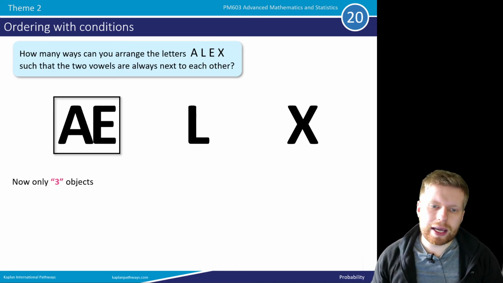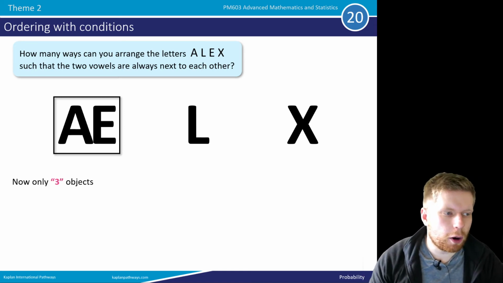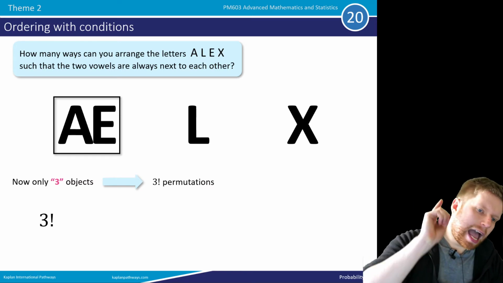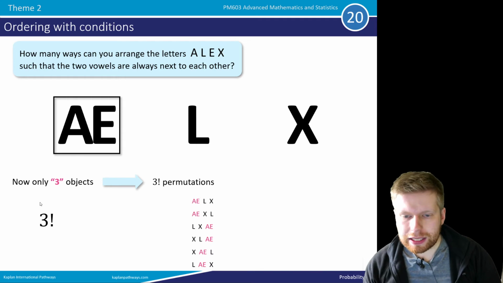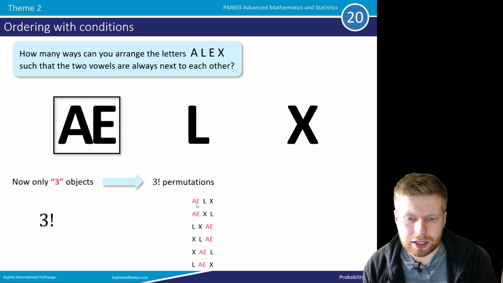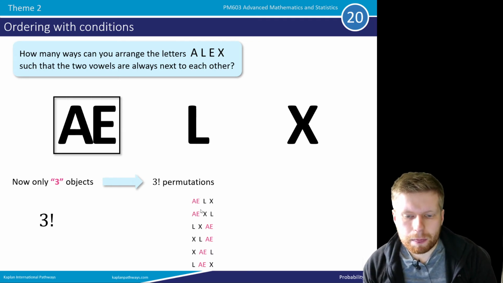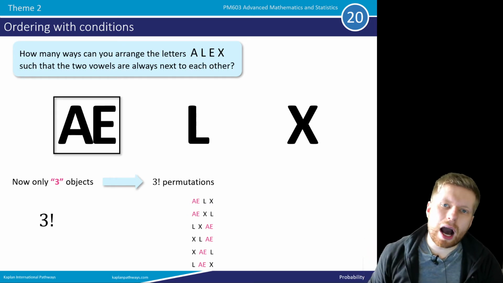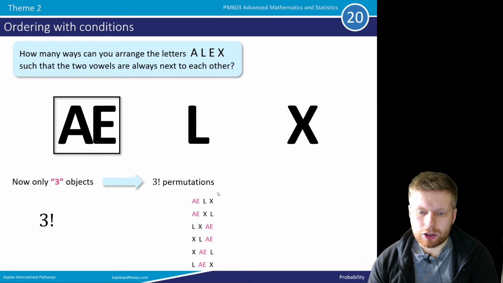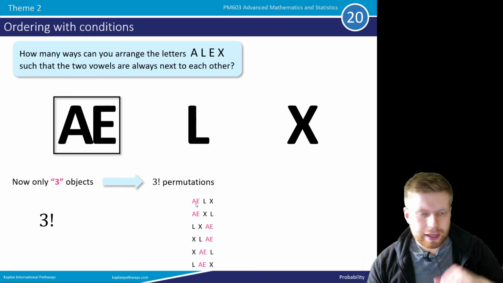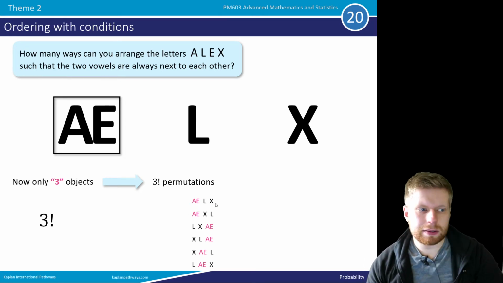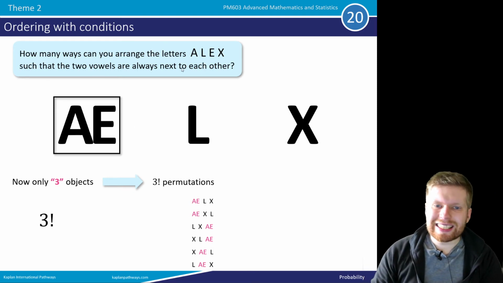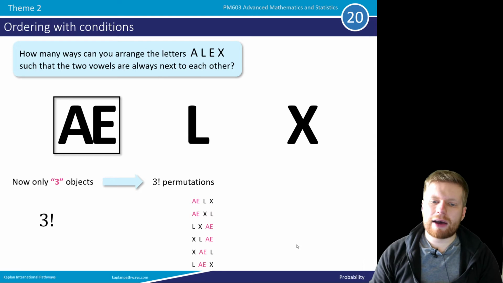And the number of different ways of arranging those 3 objects would be 3 factorial different permutations. However, for each of these different permutations, which I've written down here, such that the A and the E are glued together, I could also have the A and the E the other way round. You notice in all of these permutations, the A comes first and the E comes second. But I could also have the E and the A. You notice the question doesn't specify the order in which the vowels have to come.